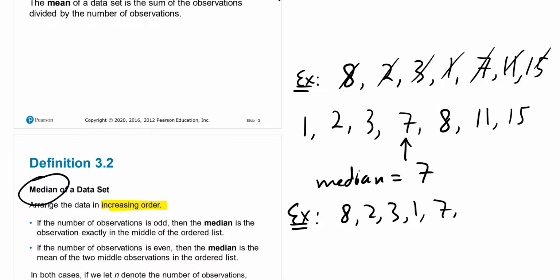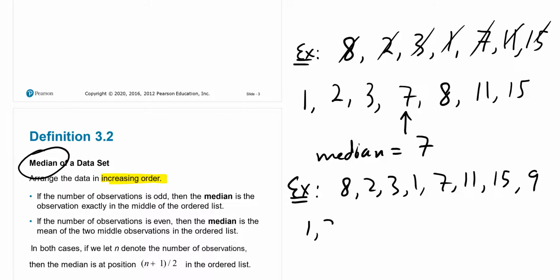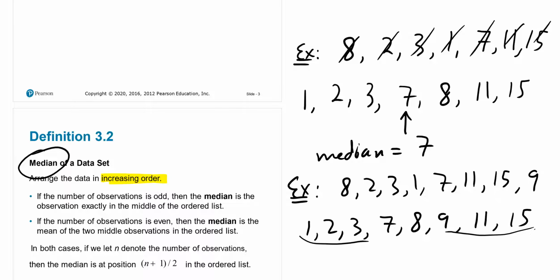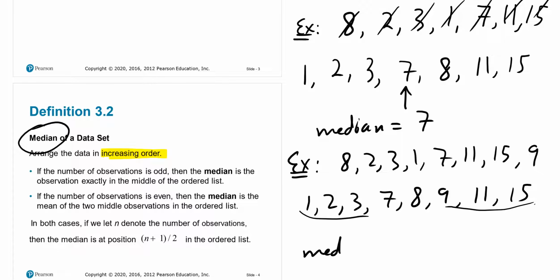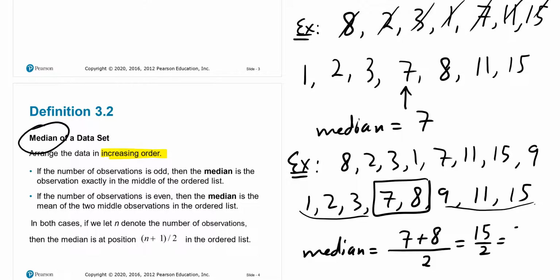Now, what if the data set, taking the same example 8, 2, 3, 1, 7, 11, 15, has another value added, say 9? I would arrange it again: 1, 2, 3, 7, 8, 9, 11, 15. There's no middle value here because there are 1, 2, 3, 4, 5, 6, 7, 8 of them. So there are 3 here, 3 there, and 2 in the middle. What do we do in this case? To find the median, we average the middle 2 values. This means you add the middle 2 values and divide by 2. 15 divided by 2 is 7.5. That would be the median.